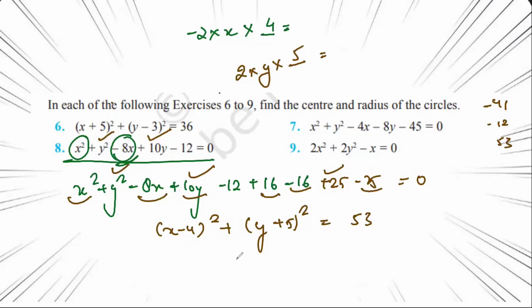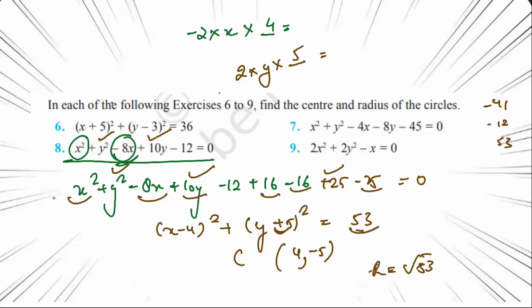So now I know what the center is. The center will be (4, negative 5), because here it is plus, but the standard equation says there should be a minus, so it's minus. And what is the radius? It is root 53, because root 53 square is 53, because in the standard equation we have r square on the right hand side, right? So as simple as that.